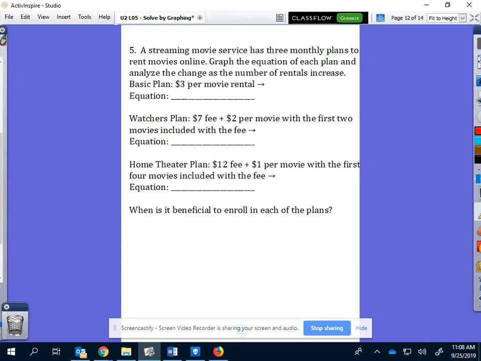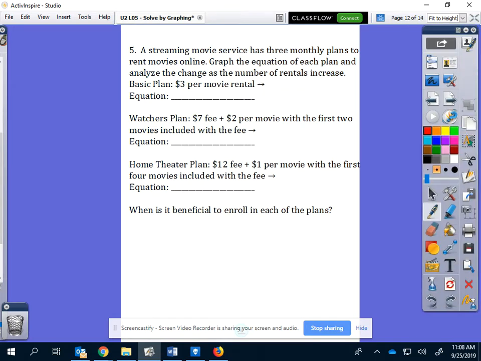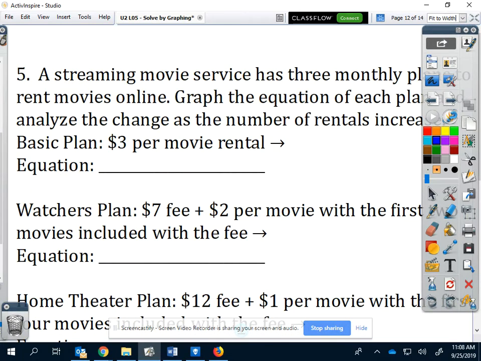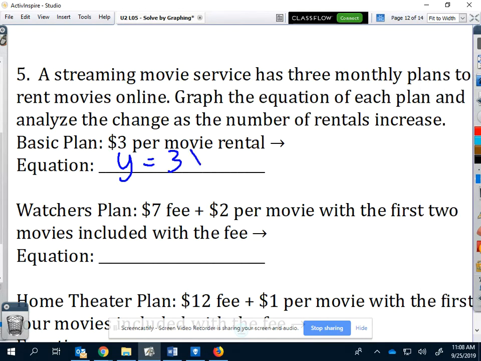So the first thing is that the basic plan is really simple. The basic plan is $3 per movie rental. The watcher's plan is a $7 fee plus a $2 movie rental, and the home theater plan is a $12 fee but only a $1 movie rental fee. So we're trying to create our equations for each. Hopefully you'll notice that the fees are the one-time thing, and then the per rental, the per movie, is our recurring thing. So for our first equation, there is no fee. We just pay $3 per movie. So that's y equals 3x, right?